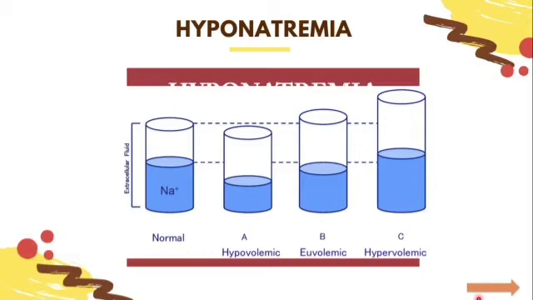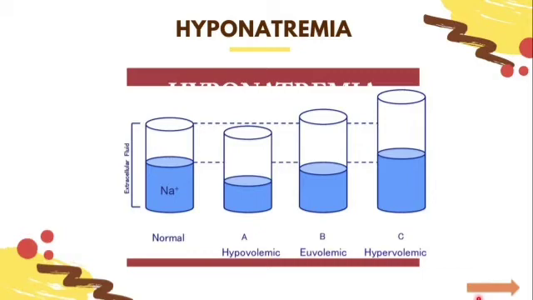Again, hyponatremia is subdivided into three groups: hypovolemic, euvolemic, and hypervolemic. As you can see in the picture, in hypovolemic hyponatremia, both sodium and water levels decrease, but sodium loss is relatively greater. This commonly occurs due to loss of sodium-containing fluid, as in the cases of vomiting and diarrhea, especially when losses are replaced with plain water.